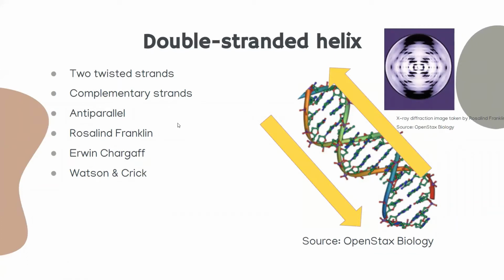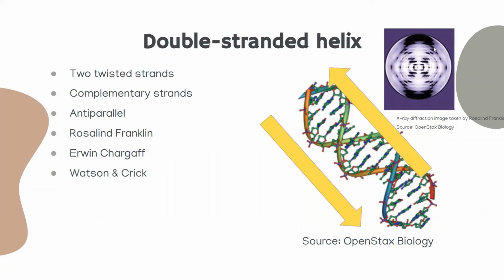And the structure was initially, scientists started to suspect that the structure is a double-stranded helix, starting from this picture right here. It's an X-ray diffraction image taken by Rosalind Franklin.